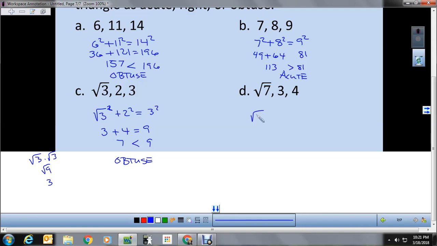All right, so we take the square root of 7 squared plus 3 squared is equal to 4 squared. The square root of 7 squared is going to be just 7. 3 squared is 9. And 4 squared is 16. 7 plus 9 is 16. 16 is equal to 16, which means we have a right triangle.